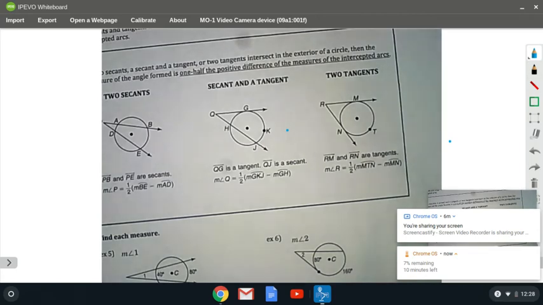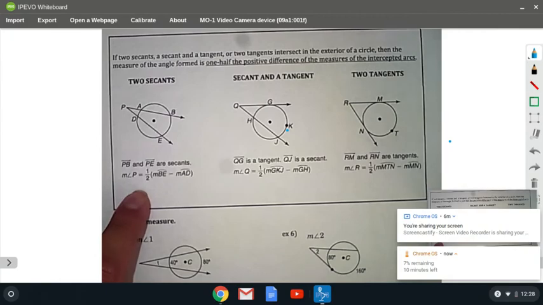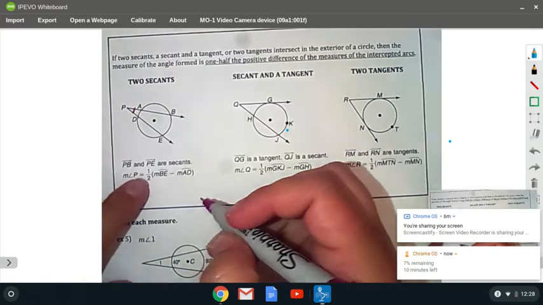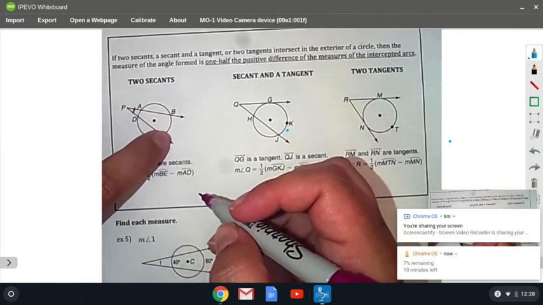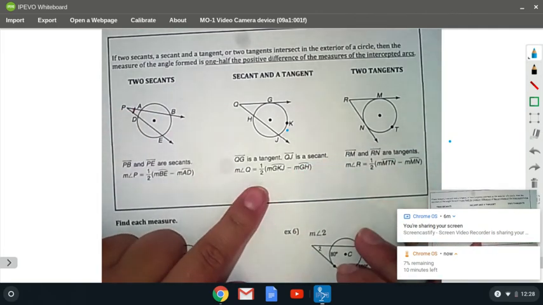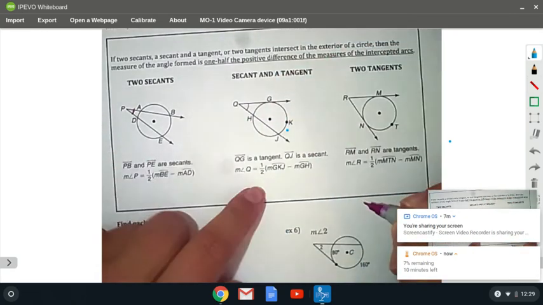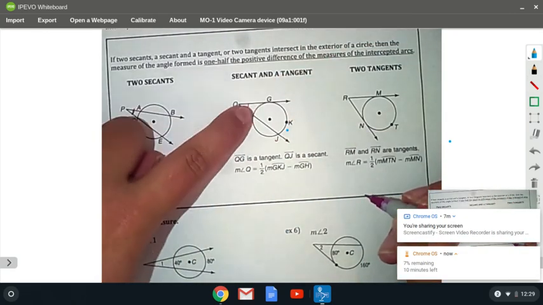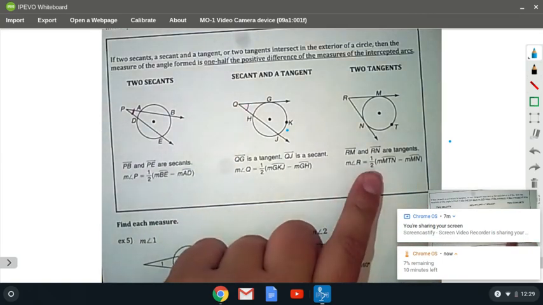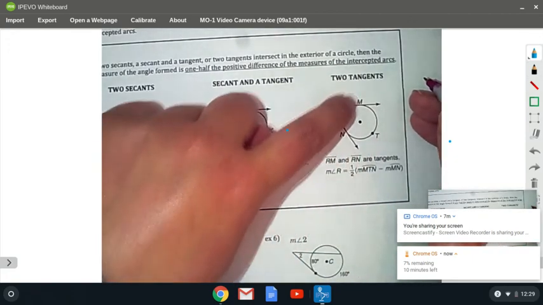There are different formulas for different types of pictures we're going to see. With a 2 secant, you're going to do half. If we're talking about angle P, in order to find angle P, you would do half of this bigger arc minus the smaller arc, AD. If you're doing a secant and a tangent, to find angle Q, you do half of this bigger arc minus the smaller arc. And here we have 2 tangents. To find angle R, you would do half of the bigger arc minus the smaller arc.